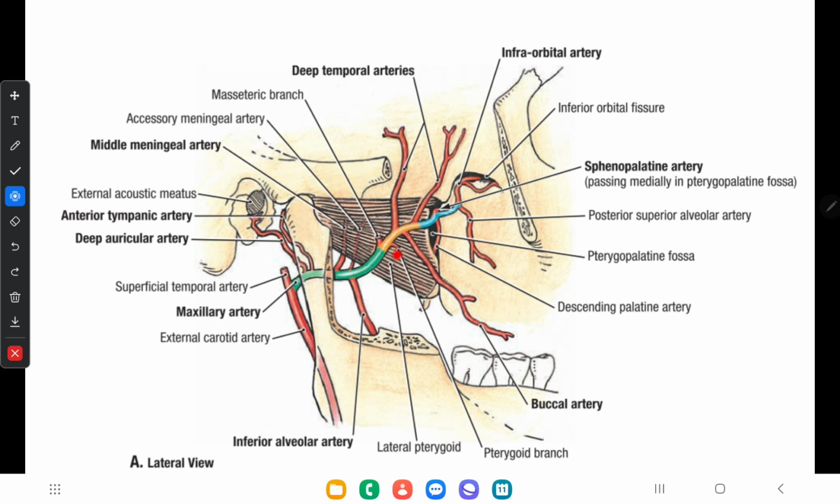Then the branches of the third part of the maxillary artery, or the branches in the pterygopalatine fossa. I told you earlier as well, the third part you can see in the pterygopalatine fossa.